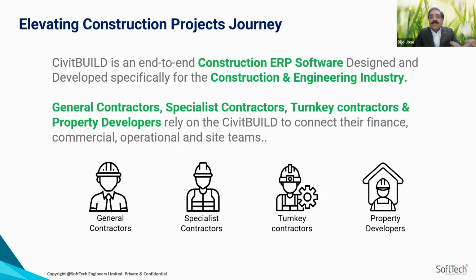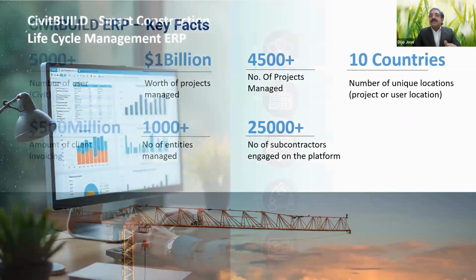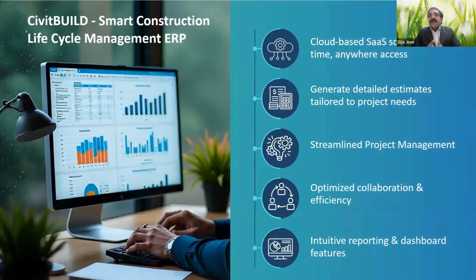And how you can automate the process across your different departments, starting from your estimation, your project management, as well as your operations like procurement, inventory, and finance, as well as HR and payroll. For that, we talk about the cloud-based CivitBUILD application offered in a SaaS model, as well as in the perpetual licensing concept, which will give you a detailed estimation tailored to the project's needs.